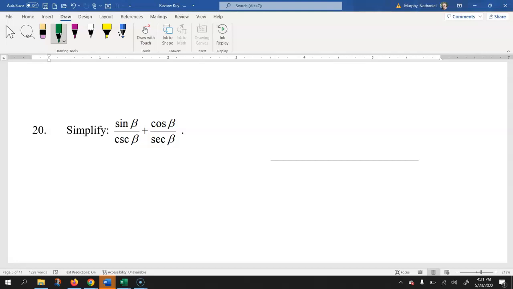All right, let's look at number 20. So again, the same idea as the previous one. We're not doing a proof here, but we are simplifying this. All right, so we see that we have some cosecant and a secant in there. Let's see what happens when we simplify these. By the way, this is just beta.